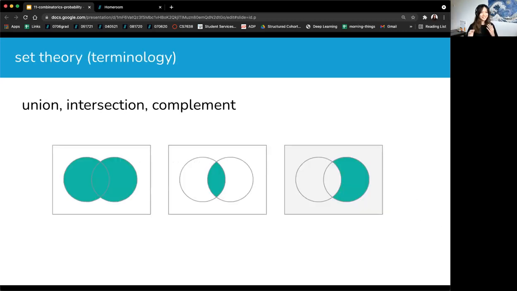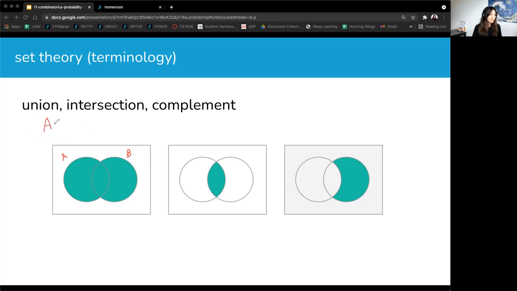Okay, so set theory. The main thing to get out of set theory is the terminology. If you have 2 sets of things happening, there's the union, intersection, and the complement. As an example, let me just grab my little Zoom pencil here. Okay, let's say the left circle is A and the right circle is B.